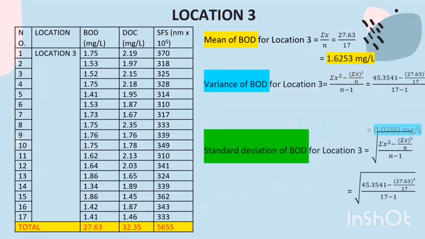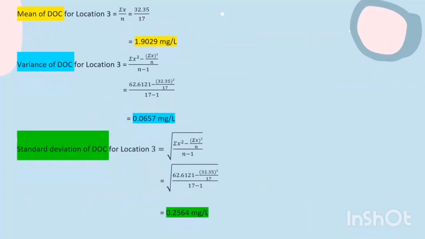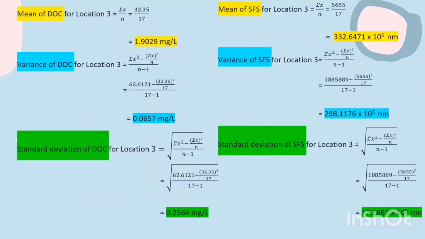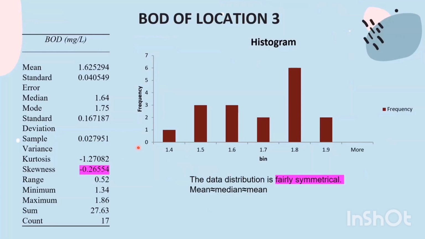This is the mean, variance, and standard deviation of BOD for location 3. So this is the mean of DOC, variance, standard deviation of DOC, and this is the mean, variance, standard deviation of SFS for location 3. The skewness of BOD of location 3 is negative 0.26554. Hence, the data distribution is fairly symmetrical. Mean is approximately equal to median and mode.